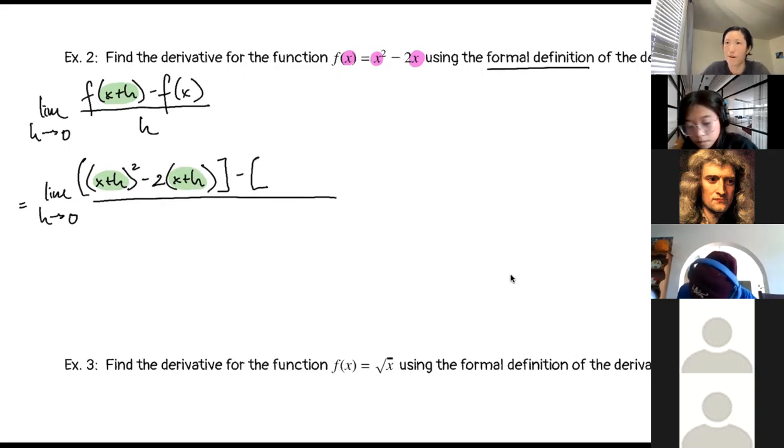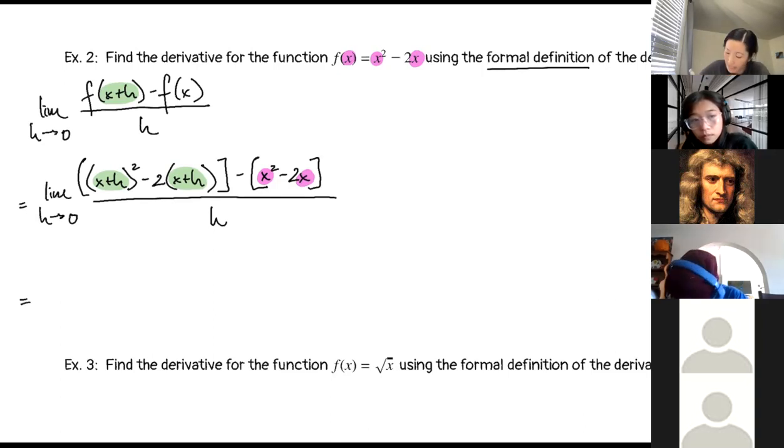Minus, what am I going to put for f of x? X squared minus 2x, good. X squared minus 2x, okay? And so we can see here that these two are pretty similar, except one has an x and the other one has an x plus h everywhere we see the x. And I put that all over h, okay? Now, if I plug in 0 for h, I get a 0 in the denominator, and that's a problem for us, right? We can't divide by 0.